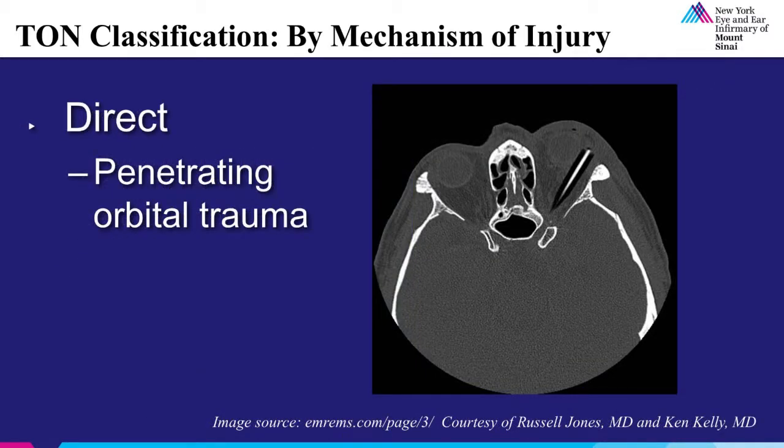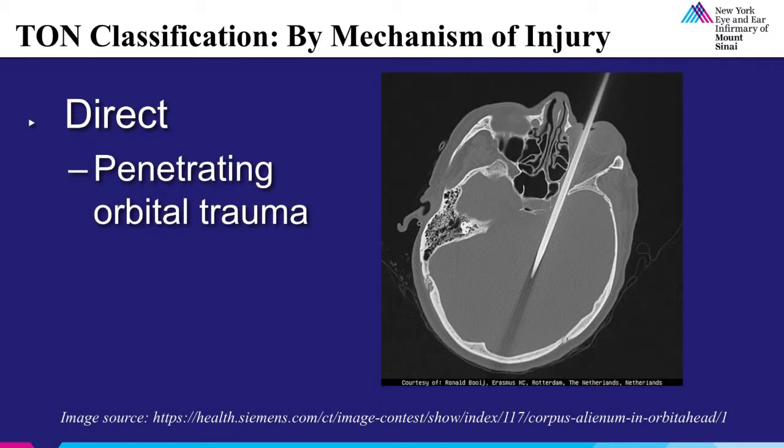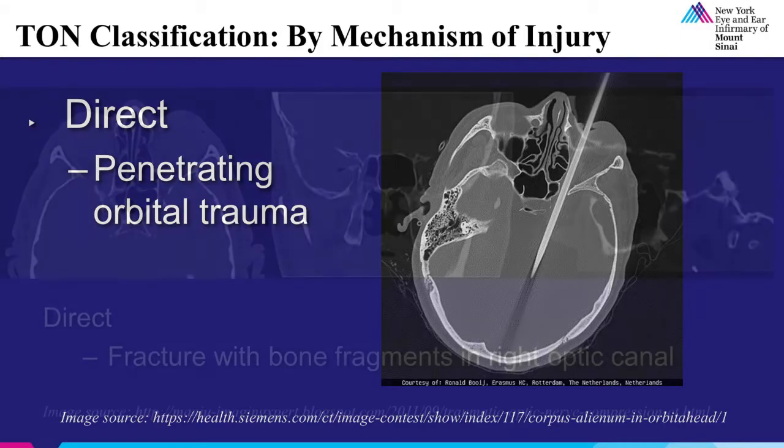Here is another example of direct optic nerve injury caused by penetrating trauma with a sharp object. On this CAT scan bone window view, there is a pencil visible just lateral to the optic nerve with its tip impinging near the orbital apex. Here is another example of penetrating orbital trauma in which we have a long, sharp object penetrating the orbit medially, directly through the optic canal into the cranial cavity.